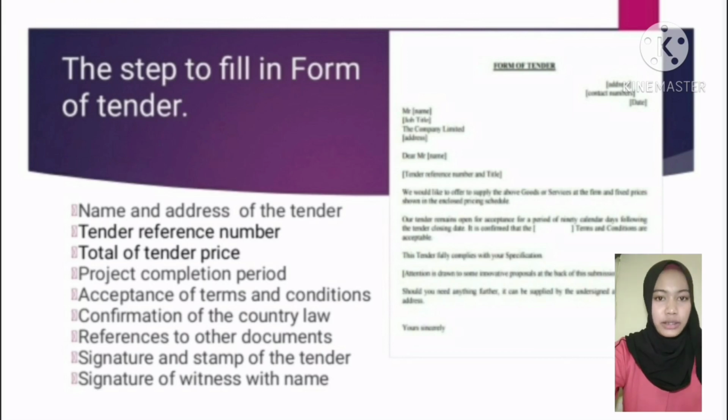In conclusion, tender must have all steps. If one of the above is not complete, the tender may be rejected. So that's it. Thank you everyone.